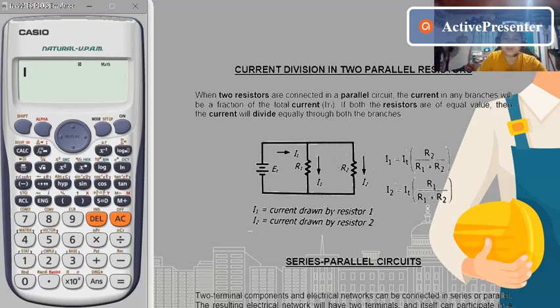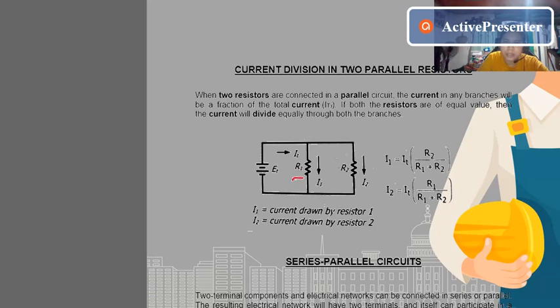So we have here our figure. So in a parallel, naay R1 and R2, and naay current drawn for our resistor 1, I1, and I2, which is the current drawn by resistor 2. So we have our own formula. Kanina na derived na ni siya. So you need to memorize na lang para mas dali ra magamit if naay unknown or magamit sa parallel resistor.